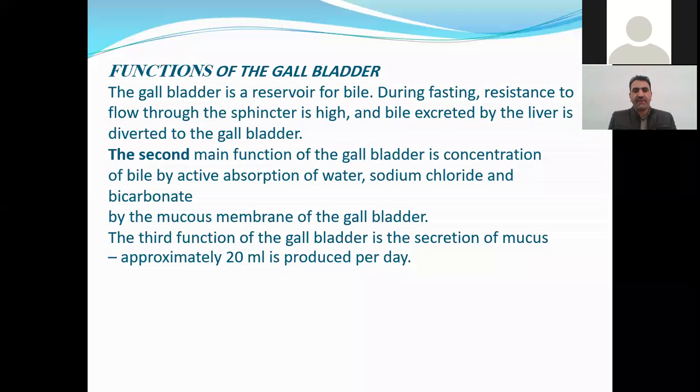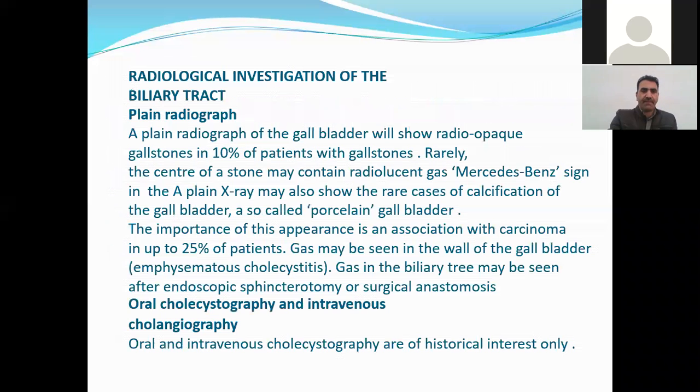The second main function of the gallbladder is concentration of the bile by active absorption of water, sodium chloride, and bicarbonate by the mucous membrane of the gallbladder. The third function is secretion of mucus, about 20 ml per day. So it is a reservoir of bile, concentration of the bile by active absorption of water and sodium chloride, and secretion of mucus at a rate of 20 ml per day.